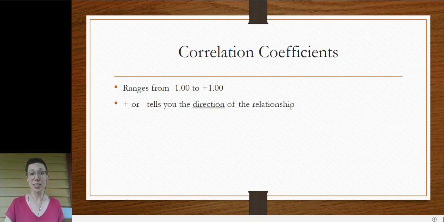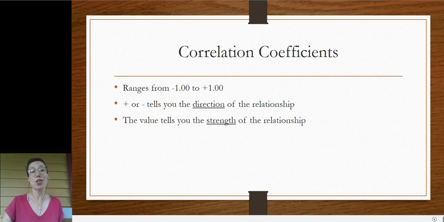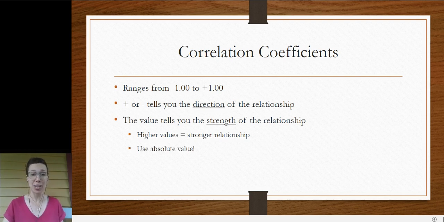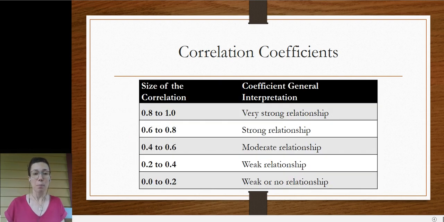The plus or the minus tells us the direction of the relationship, as we talked about. The value tells us the strength of the relationship. And there's a really easy way to remember what level of strength we're talking about. In general, a higher value is going to indicate a stronger relationship. Let's come back to this absolute value thing. But here's a chart. This is the same chart that's reflected in your book.